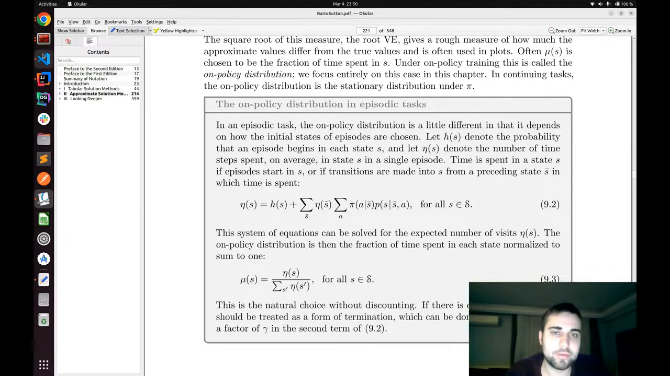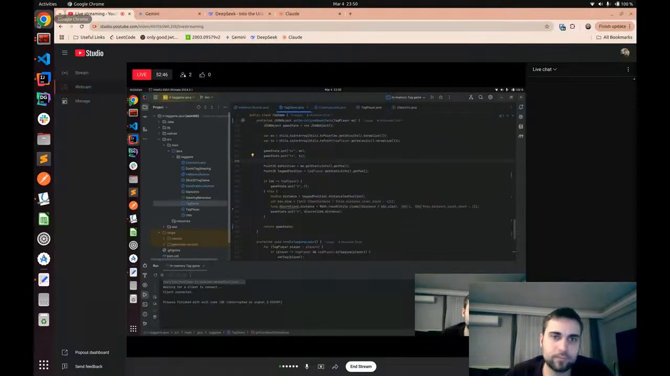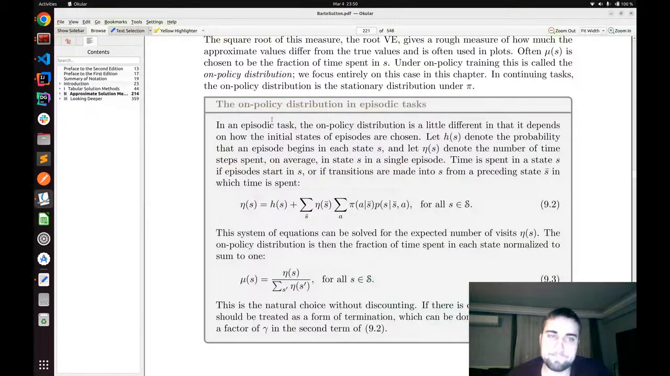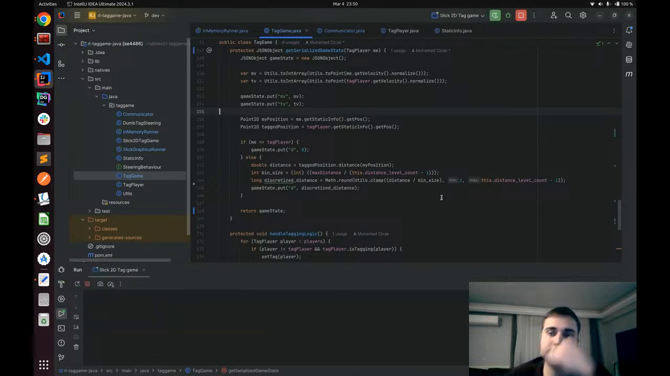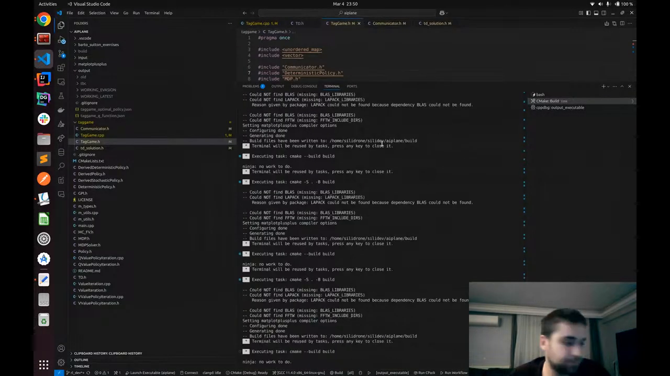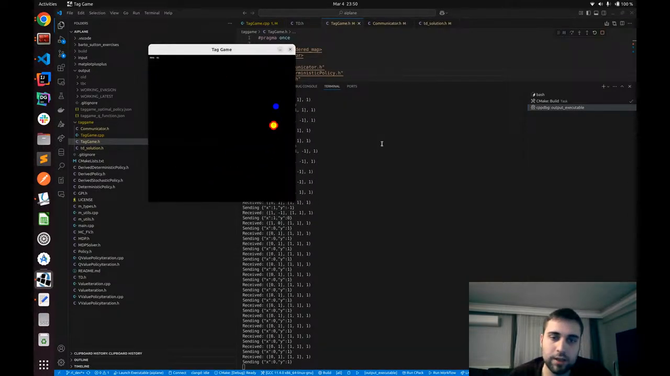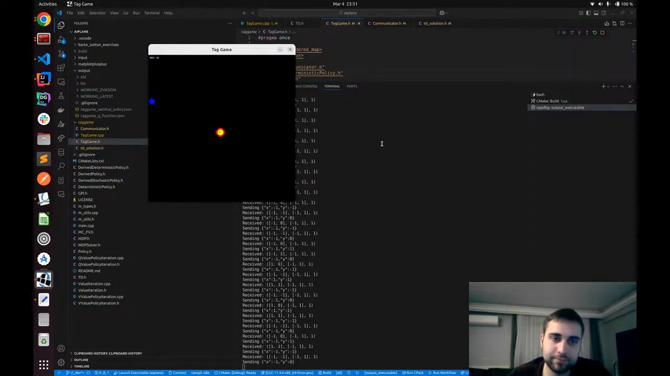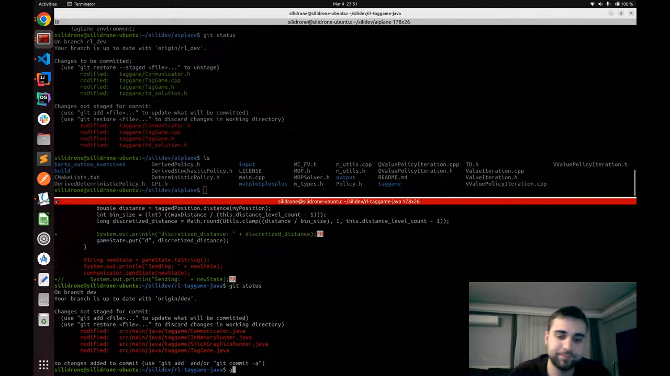PC will probably burn up. I need to stop this. Okay. Let's see this then. Yeah, it's pathetic a bit, but still. And this is not solvable with vanilla TD.